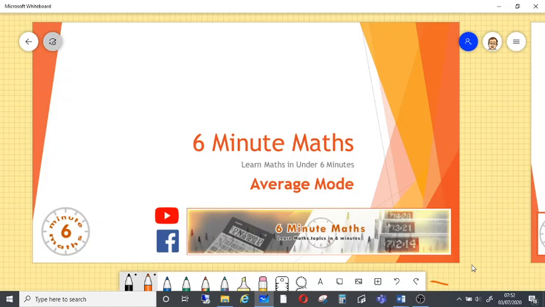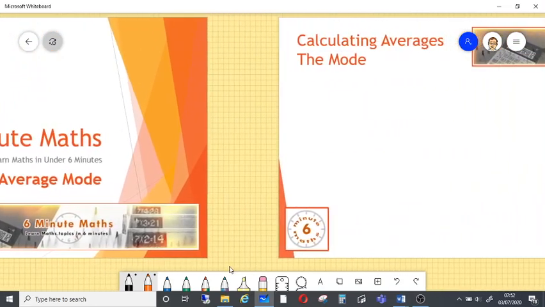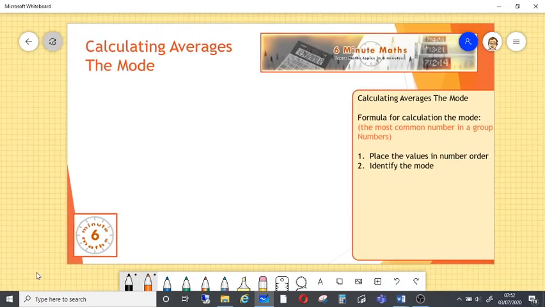Hello and welcome to 6 Minute Maths, and today we're going to continue with our theme of averages, and we're going to look at an average called the mode. And just remember, averages is where you're working out data and looking at patterns to calculate an amount. So let's have a look at the formula for average for the mode.